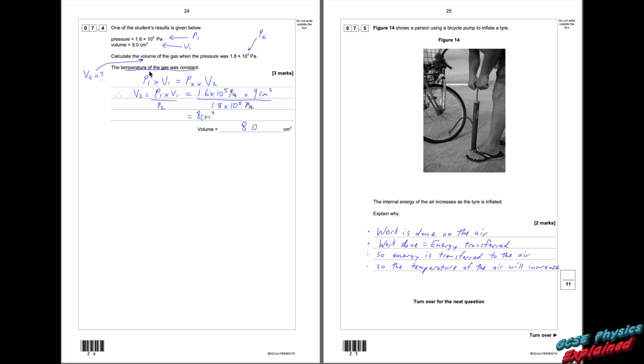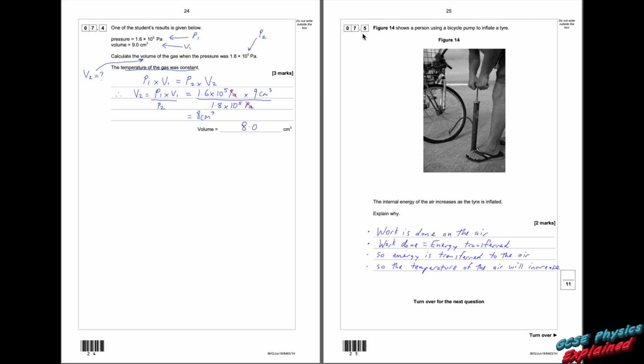Now, if the temperature remains constant, that means that pressure 1 times volume 1 is going to equal pressure 2 times volume 2. And we're trying to work out volume 2. So we'll rearrange that. Volume 2 is pressure 1 times volume 1 divided by pressure 2. Put the numbers in. The pascals as units will cancel out, and that'll just leave the volume in centimetres cubed, which was what they were wanting. So the answer is 8. I've got a video called Magic Triangle to show you how to rearrange equations if you're not very good at them.